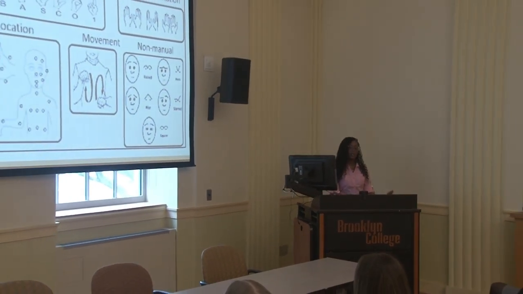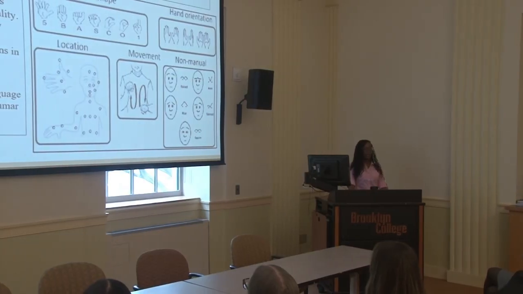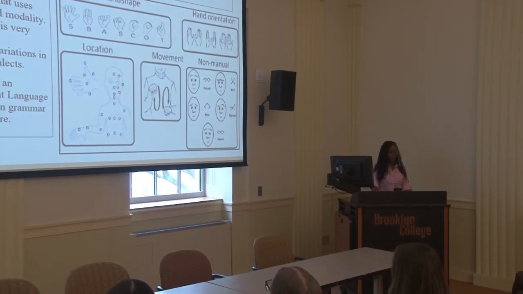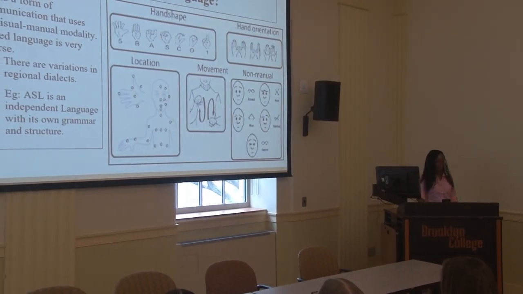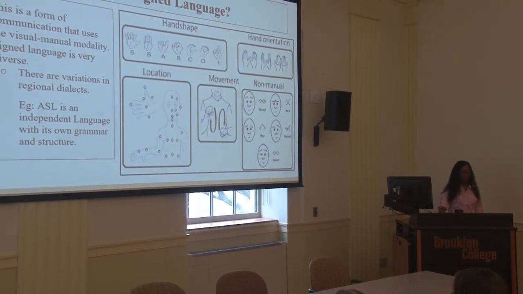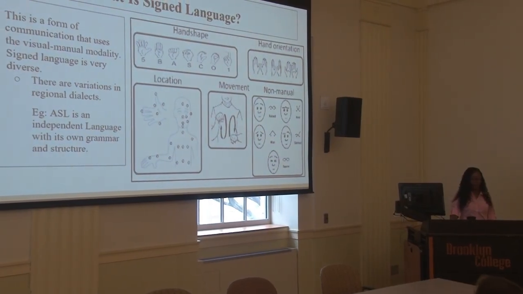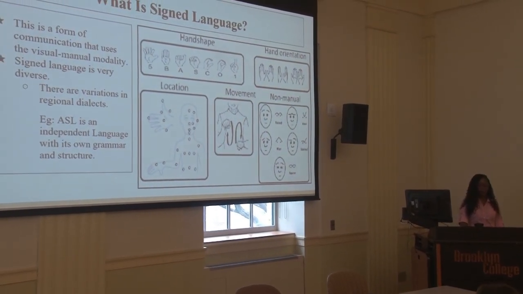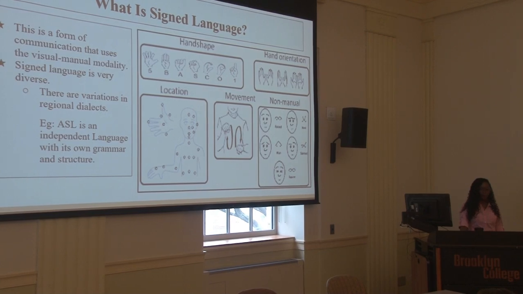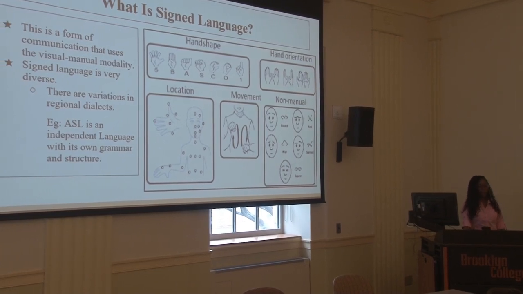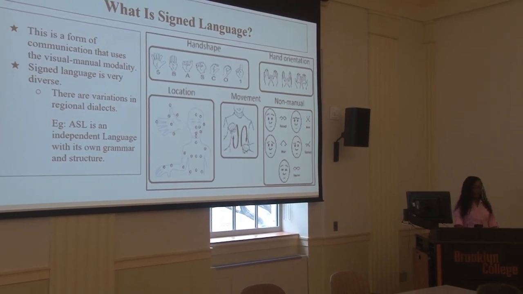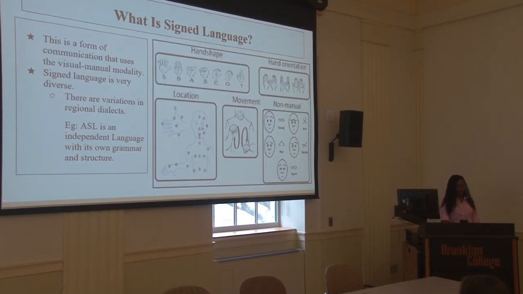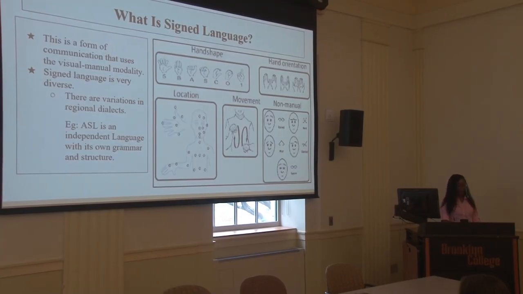So, what is sign language? This is a form of communication that uses the visual manual modality. It is very diverse. There are variations in regional dialects that developed through local deaf communities, schools, and cultural influences. And one of these examples is American Sign Language. American Sign Language is an independent language with its own grammar and structure.